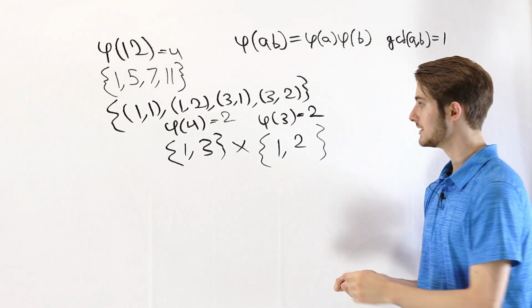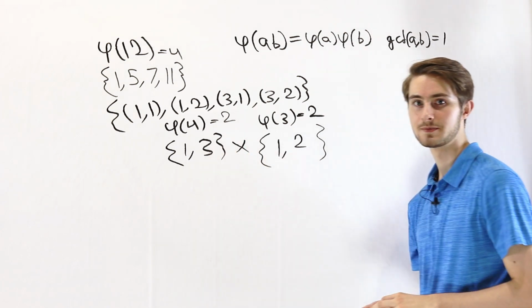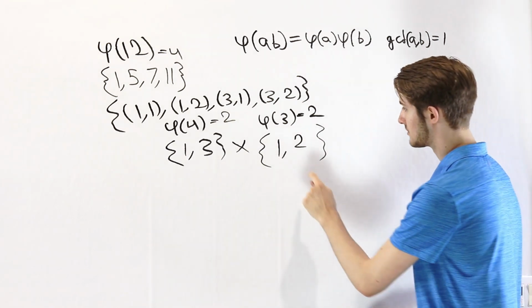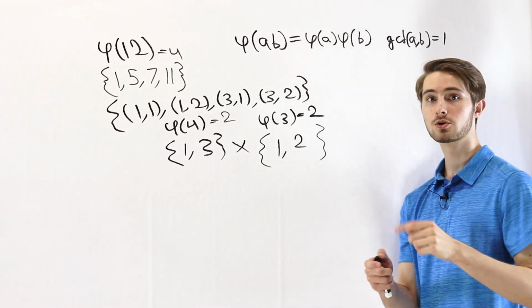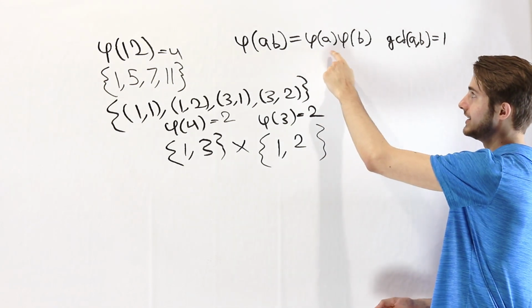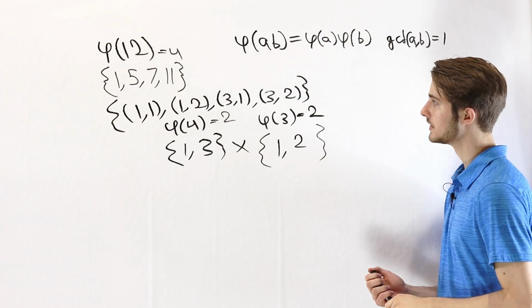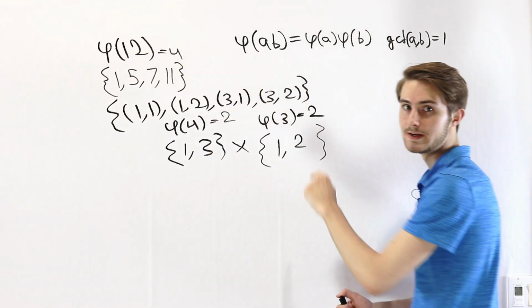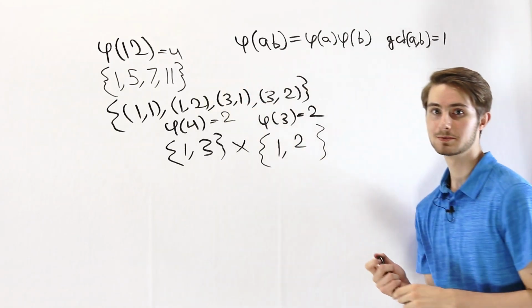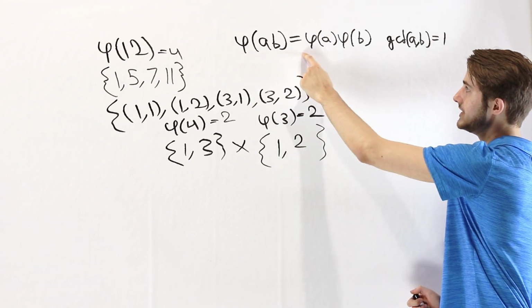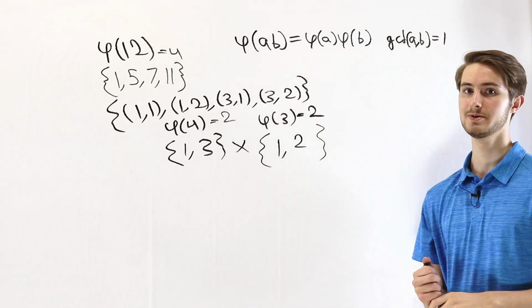So because we're looking at picking a number from each of these sets, there are 2 ways to pick from this set and 2 ways to pick from this set. So the total number of pairs is 2 times 2, phi of a times phi of b. So if we can show that for any given number ab, these 2 sets have the same number of elements, that proves that phi of ab equals phi of a times phi of b.